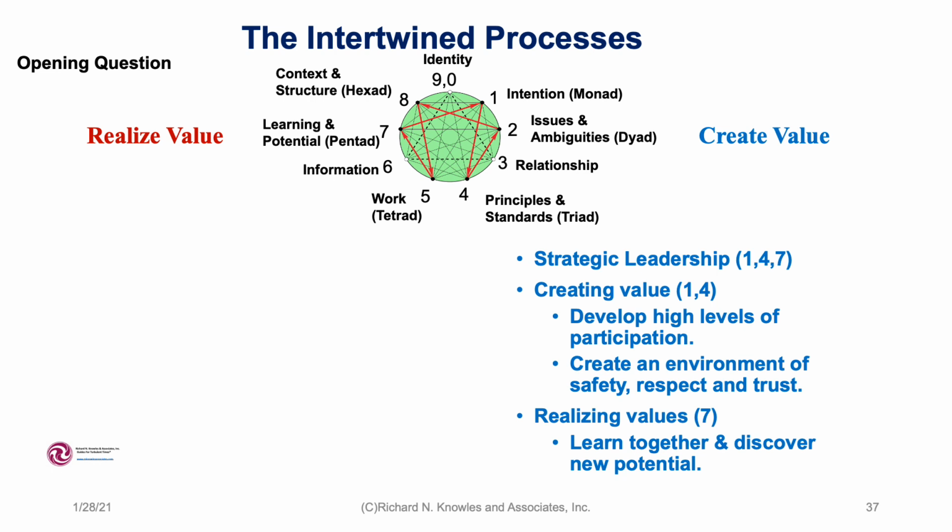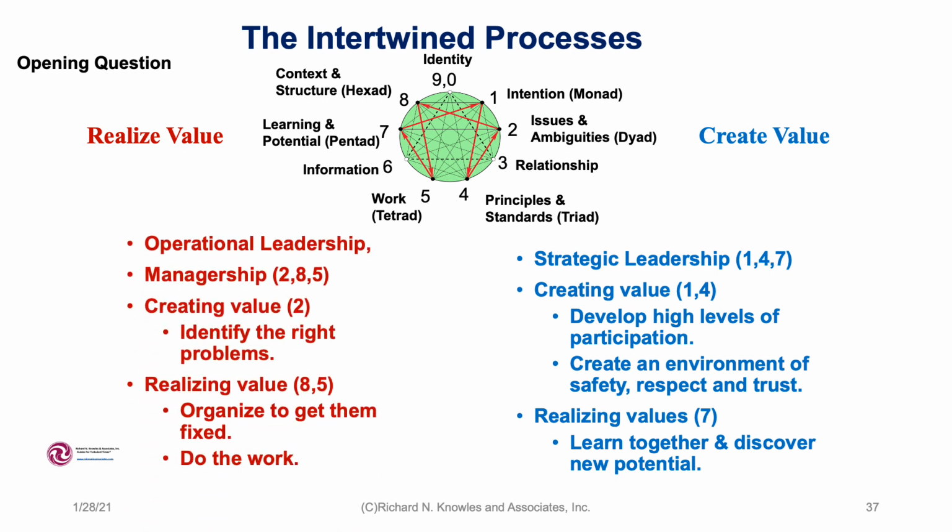The central process is the self-organizing leadership process. But as we think about the strategic leadership process, where we connect up points 1, 4, and 7, 1 and 4 are creating value. We develop high levels of participation and create an environment of safety, respect, and trust. We realize value at point 7 when we learn together and discover new potential that comes out of having created value on the right side.